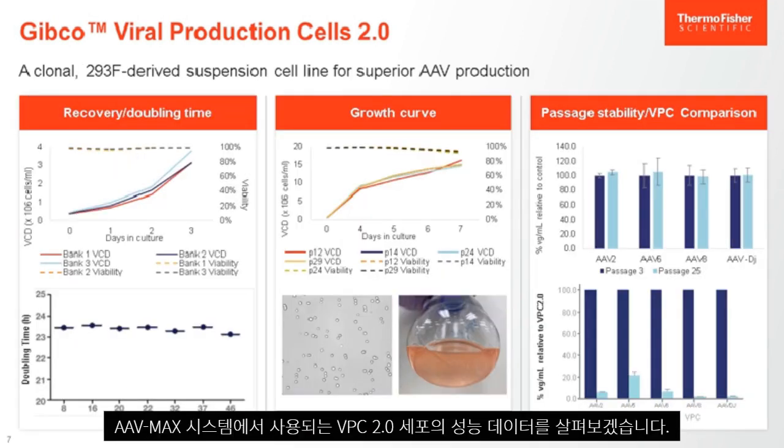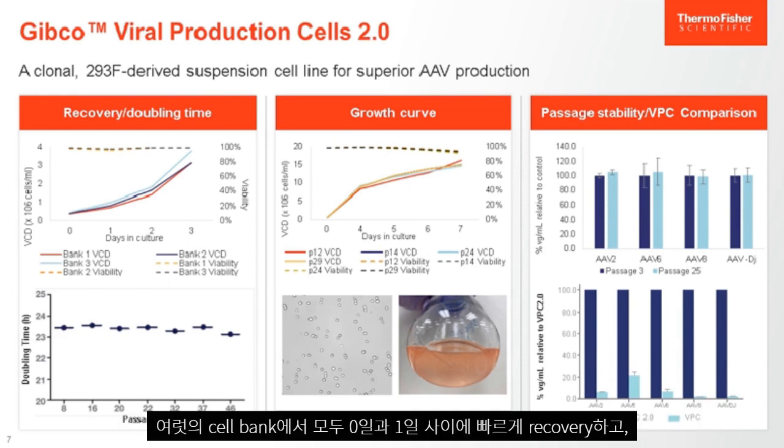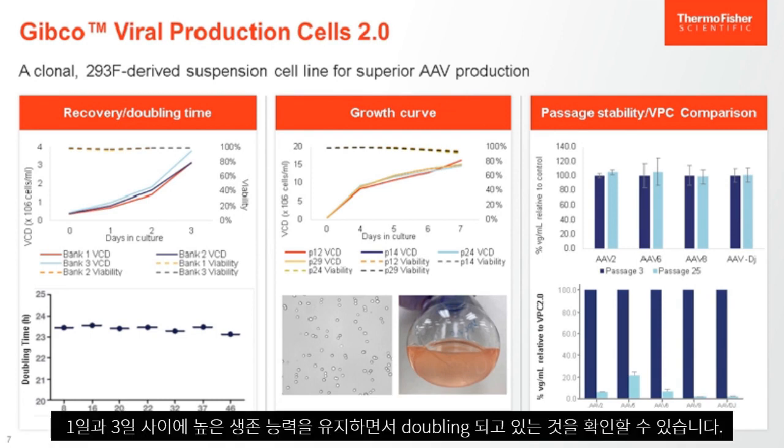So looking over some of the performance characteristics of the AAV-MAX system, and in particular here, the VPC 2.0 cell line that forms the foundation for that system, if we look in the top left-hand side, we see the recovery and the doubling time of the cells coming out of thaw. So across multiple different cell banks, you can see that at the time of thaw, the cells rapidly recover at day 0 to day 1, roughly doubling in density, and then really taking off between days 1 and 3, with the viability remaining very high throughout the entire recovery process of the cells.